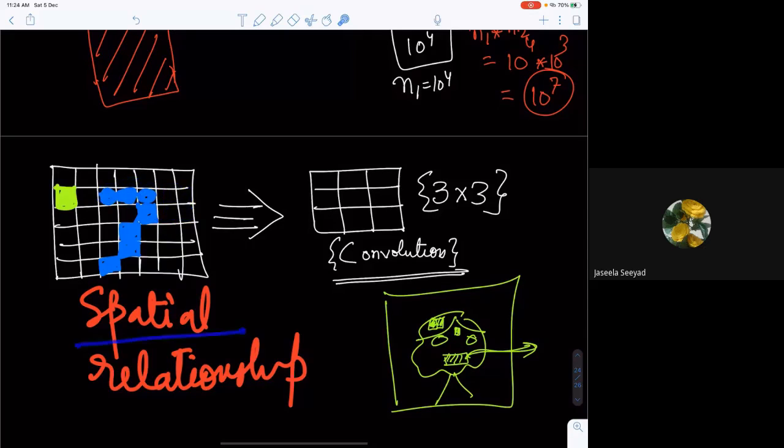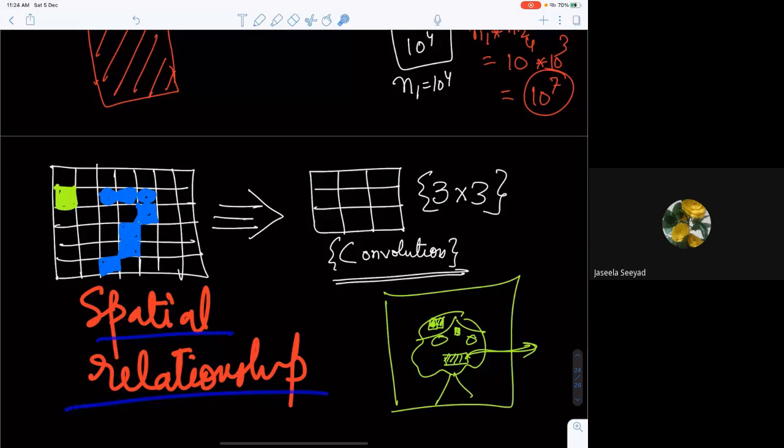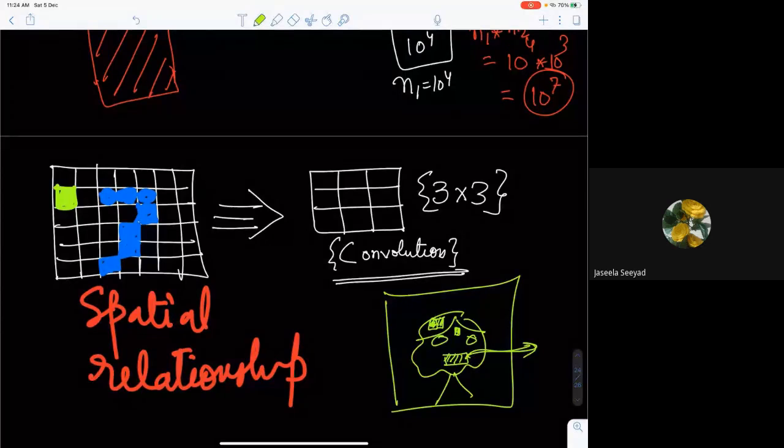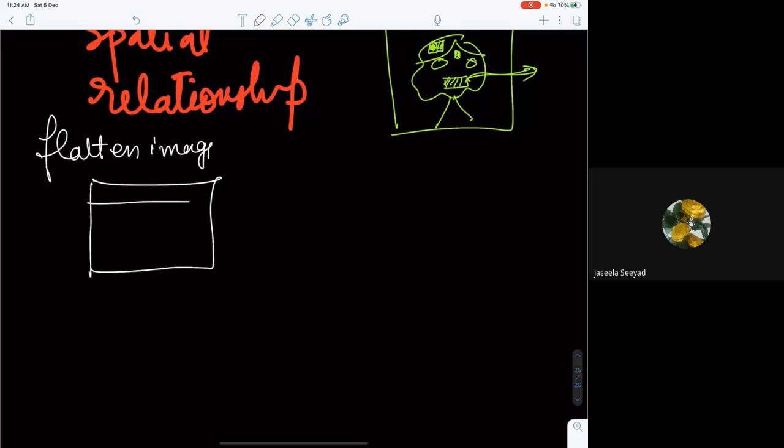First thing, when I flatten an image, let me say how it is flattened. Suppose that this is row number 1, row number 2, row number 3. All these pixels are row number 1, all these pixels are row number 2, row number 3, row number 4. How am I flattening? This is row number 1, this is row number 2, this is row number 3, and this is row number 4. So that is flattening.